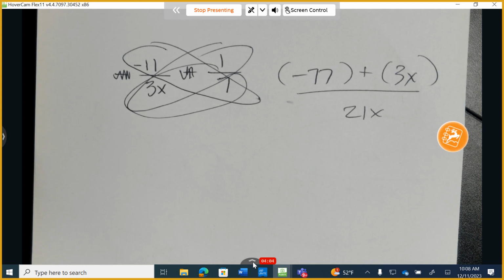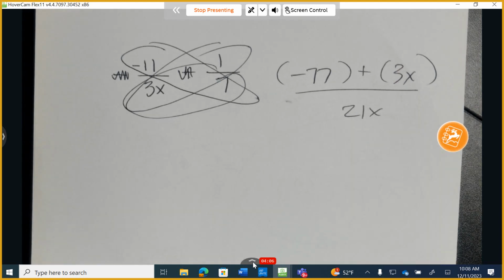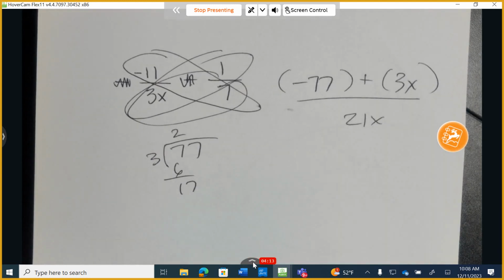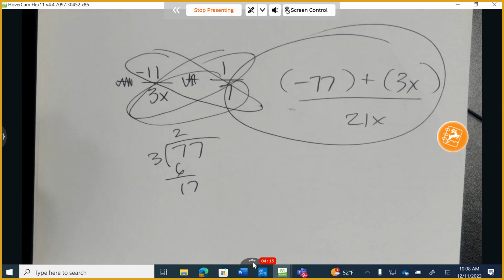I do need to ask myself, I know that 3 and 21 are both divisible by 3. Is 77 divisible by 3? I'm going to check with the class. I'm hearing no, which is good to hear. It is not. This is my final answer.